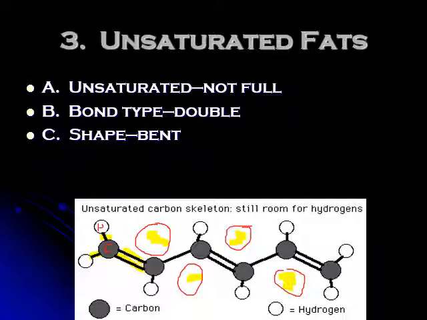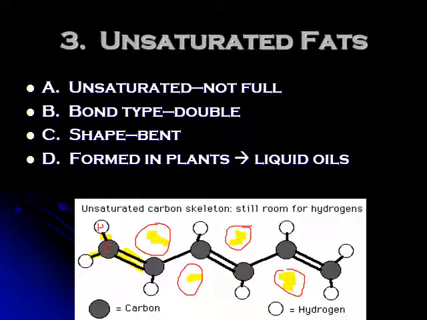So if you notice how this molecule is not linear anymore, we have 6 carbons. It's not linear though, it has these bends to it, and it's because of the double bond. These are formed in plants, and these are your liquid oils, like your olive oil, your peanut oil, your sesame oil. Any oil that comes from a plant is going to be unsaturated. So again, it's the double bond that makes it look like this.